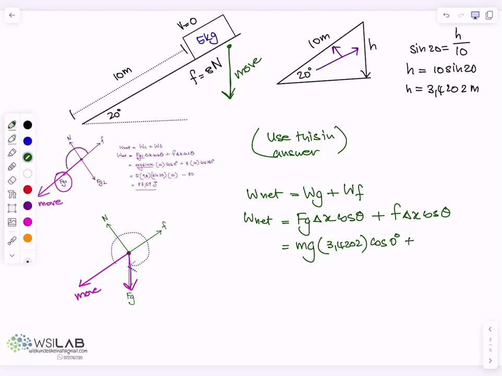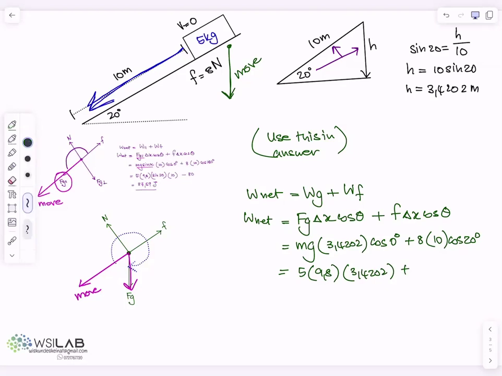And then plus the frictional force. Now the direction of the frictional force is this direction, or the block is moving that direction if it encounters friction. So the frictional force is 8 newtons. The distance is now 10 meters. Cos 20. Okay, mg is 5 times 9,8 times 3,4202, and cos 0 is just 1, and that's plus, sorry, this is a lie. This is not 20 degrees.